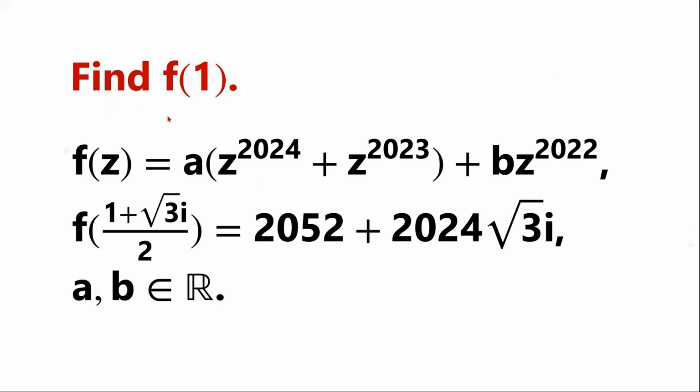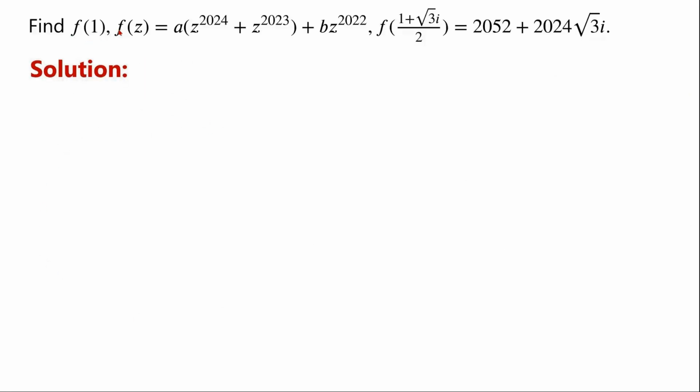Find f of 1, given these conditions. To find f of 1, we substitute z equals 1 into this expression. When z is equal to 1, z to the power of 2024, z to the power of 2023, and z to the power of 2022 are all equal to 1. So, f of 1 equals 2a plus b. Then, we can work out a and b from this condition.